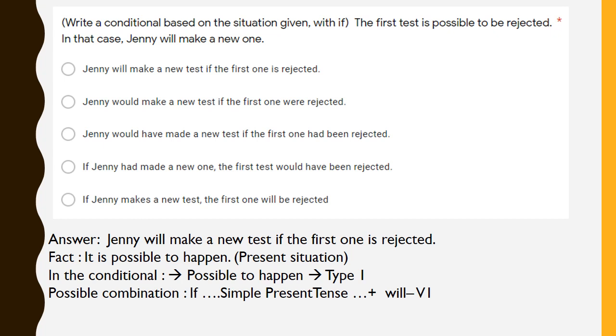Question: Write the conditional based on the situation given with if. The first test is possible to be rejected. In that case, Jenny will make a new one. Answer: Jenny will make a new test if the first one is rejected. The fact is, it is possible to happen. It shows present situation. In the conditional, possible to happen, we use type 1. So the possible combination is if simple present tense combined with will verb 1.